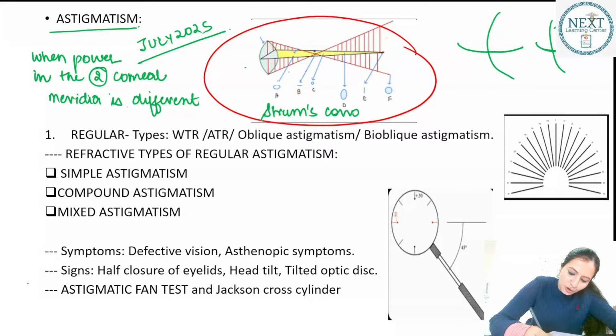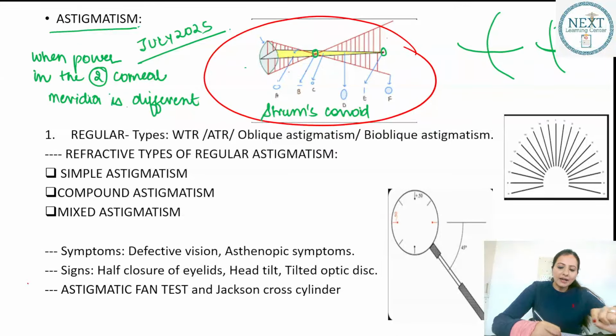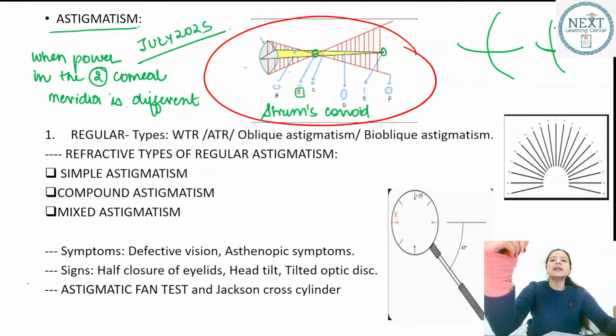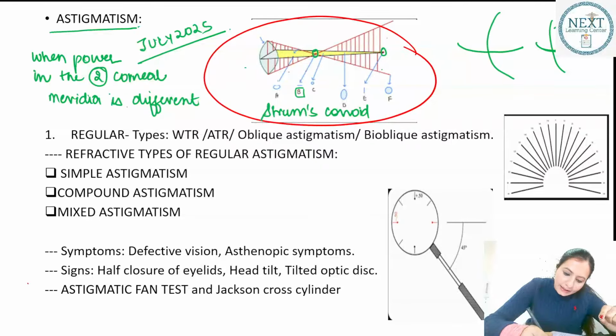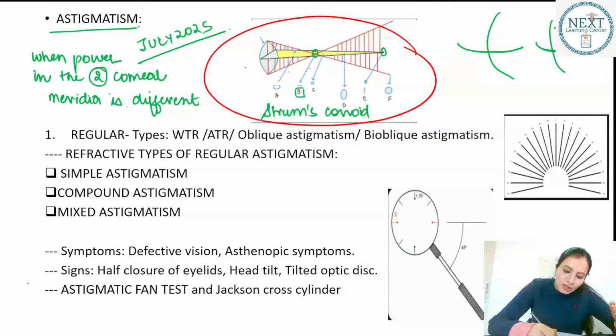What is Sturm's conoid? They say whenever the light reflects from a toric surface, a conical structure like this is formed, in which at say B point, what will happen? The rays from one meridia will focus, and at E point, the rays that are coming reflecting from the other meridia, they will focus. So this is what you call as Sturm's conoid, and this part is referred to as the focal interval of Sturm.